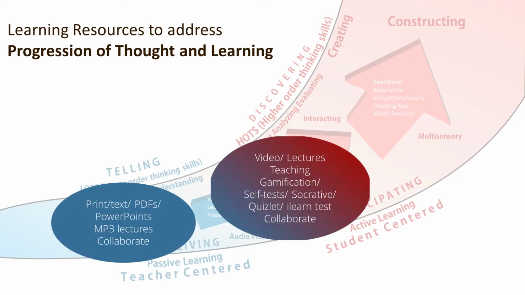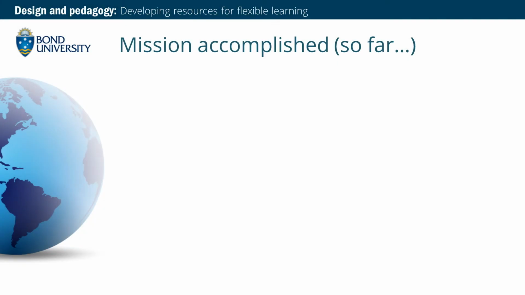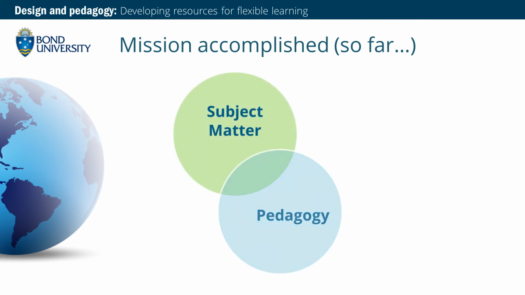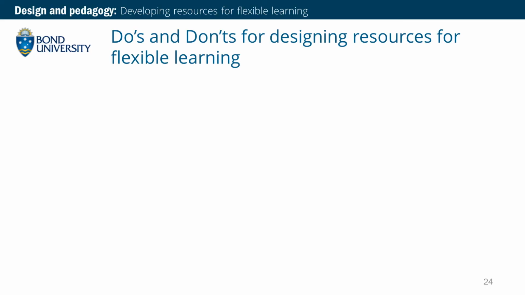So coming back to the model of progression of thought and learning that I showed you earlier on, the resources that we develop can be placed alongside that continuum. They start from the left and go to the right, but they actually fit in at every stage. So far, this was our mission accomplished. This is what we've done so far. We've been creating learning and teaching resources for learner diversity that maximize both student engagement and diverse learning styles as well. So look, just a couple of things, do's and don'ts for designing resources for flexible learning.